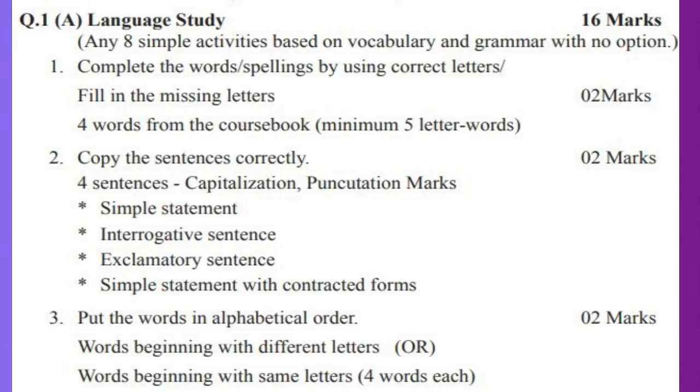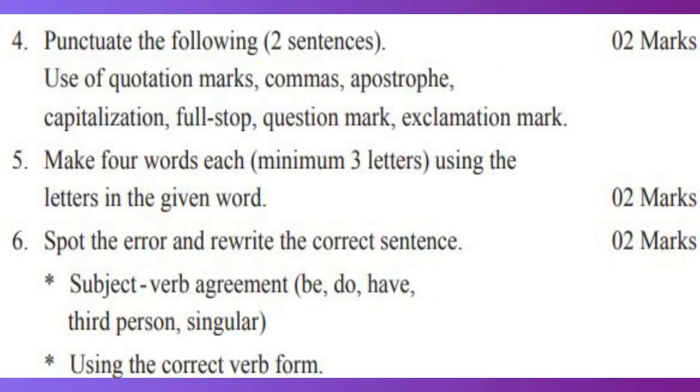3. Put the words in alphabetical order. Words beginning with different letters or words beginning with the same letters, 4 words each, for 2 marks. Next, 4. Punctuate the following 2 sentences. Use of quotation marks, commas, apostrophe, capitalization, full stop, question mark, exclamation mark. It is for 2 marks. Next, 5. Make 4 words each, minimum 3 letters, using letters in the given word, for 2 marks.